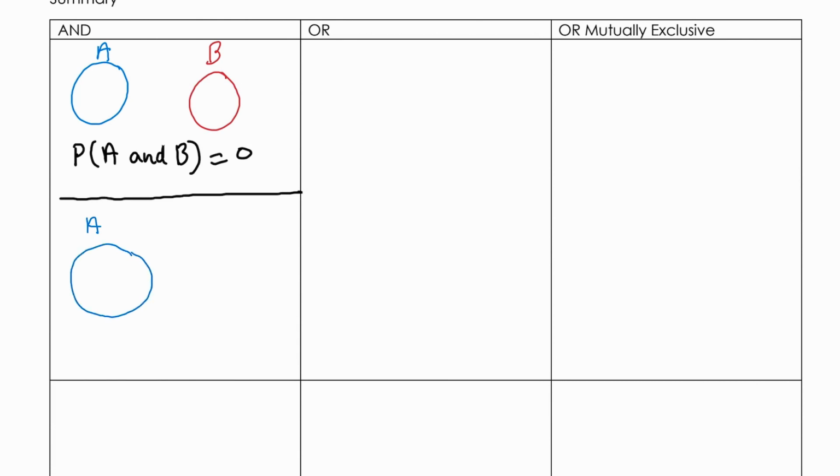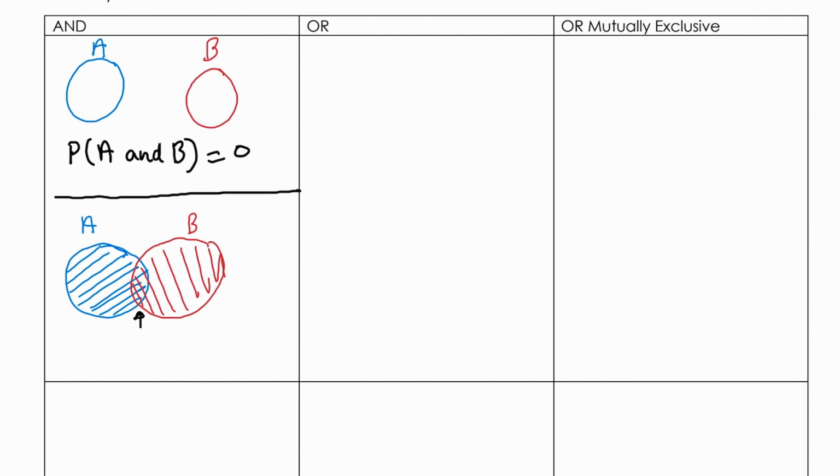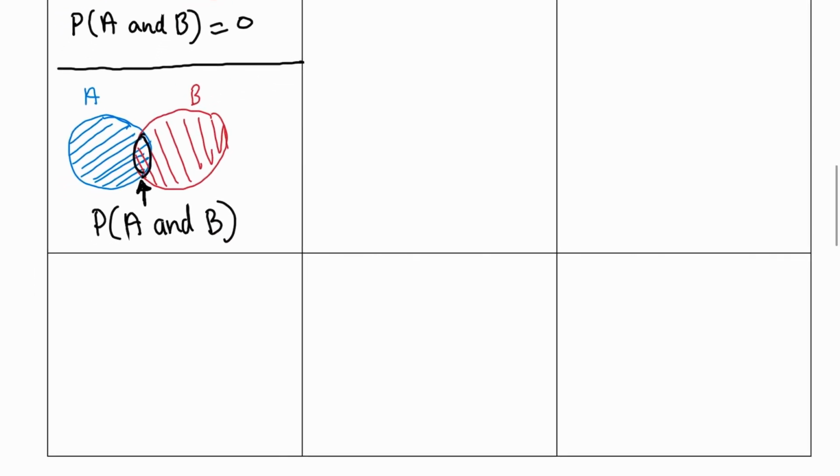However, if there is overlap, so if I give you A in blue and then I give you the event B in red, this area here where they overlap will represent the probability that A and B happen. So I'm going to label that here. This area here where they overlap is the probability that A and B happen.